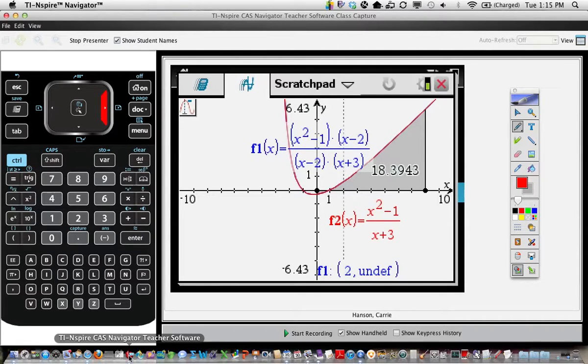Now, the way you can trace on 2 different graphs on the calculator, Carrie, hit the up arrow. Right now, we're on the blue graph, F1. Hit the up arrow. Now hit the right arrow. Now she's on F2, the red graph. And 2 is giving us 0.6 on that one. Well, if I put a 2 in here, 2 squared is 4, minus 1 is 3. 2 plus 3 is 5, 3/5, which is 0.6. So on this graph, 2 has an output of 0.6. On this graph, 2 does not have an output.